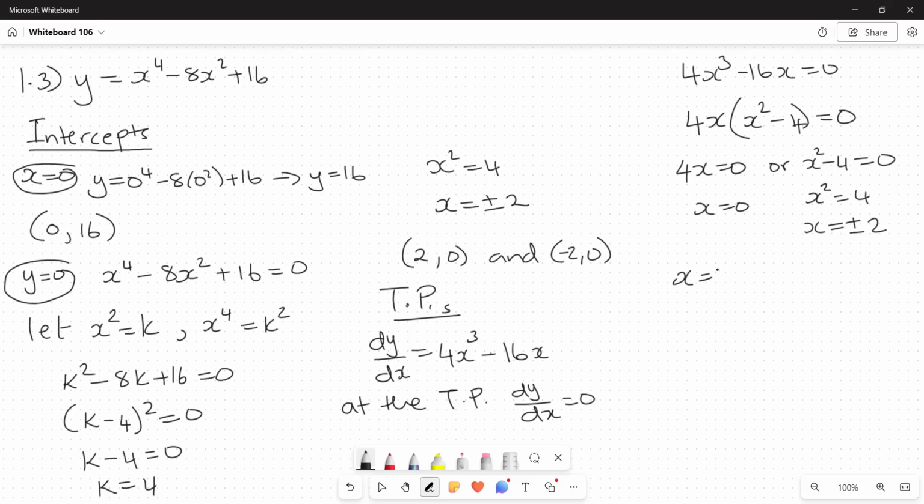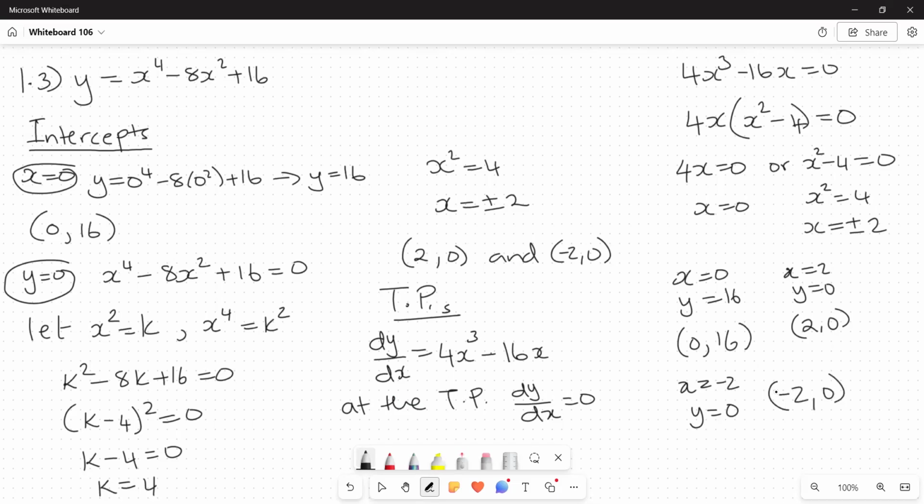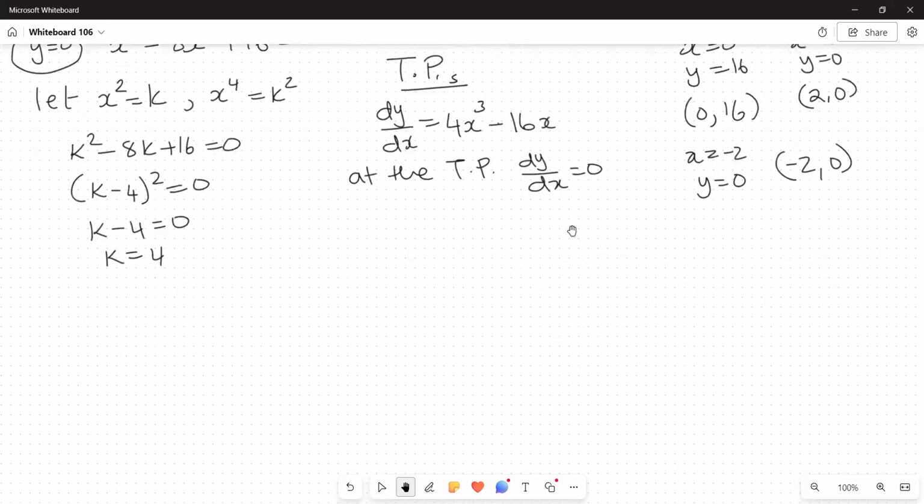If x is 0, then we substitute 0 and y is 16. So our first turning point is 0, 16. And then if x is 2, substitute over there, we get y is 0. So our second turning point is 2, 0. And if x is negative 2, we substitute to get y is 0. So we have minus 2, 0 as our third turning point. Then the next step, number 3, is the nature of the turning points.